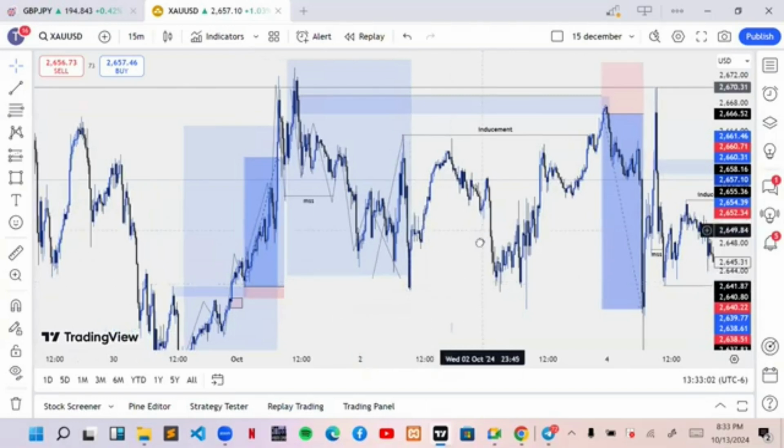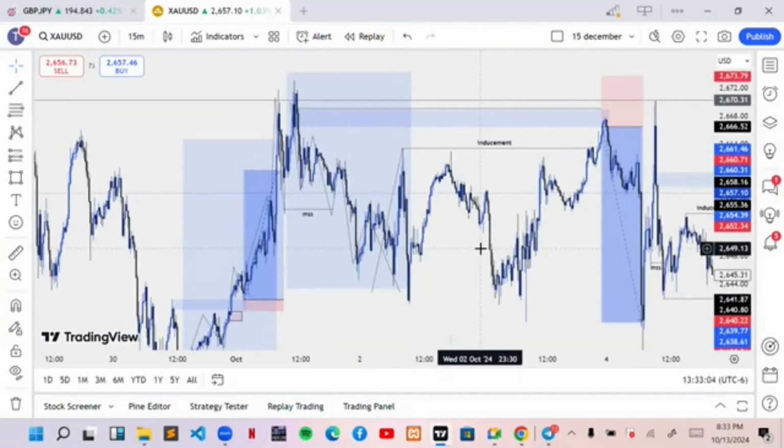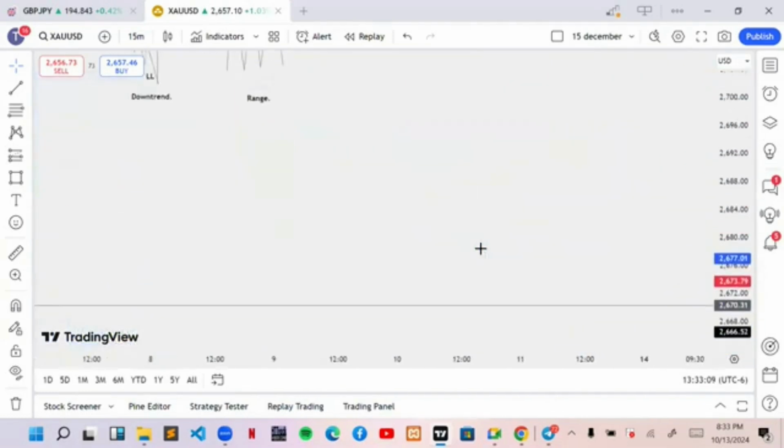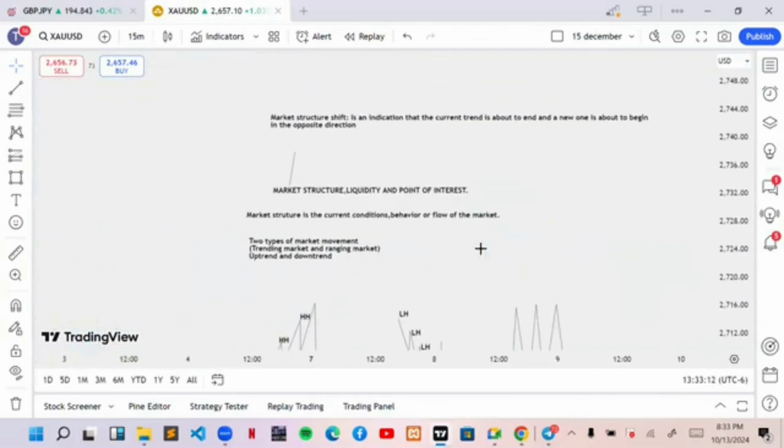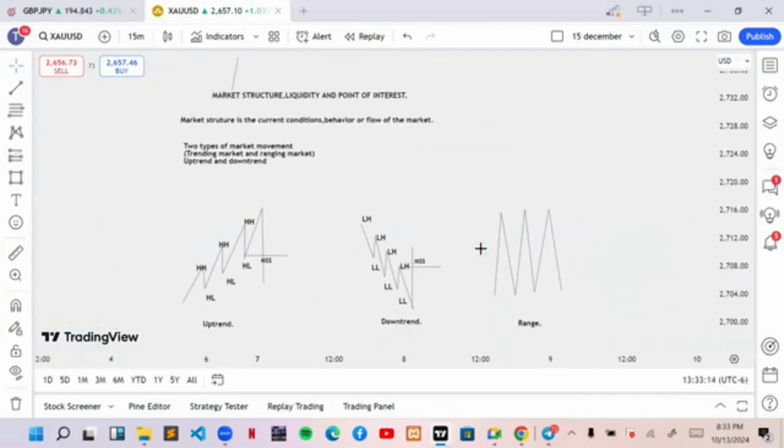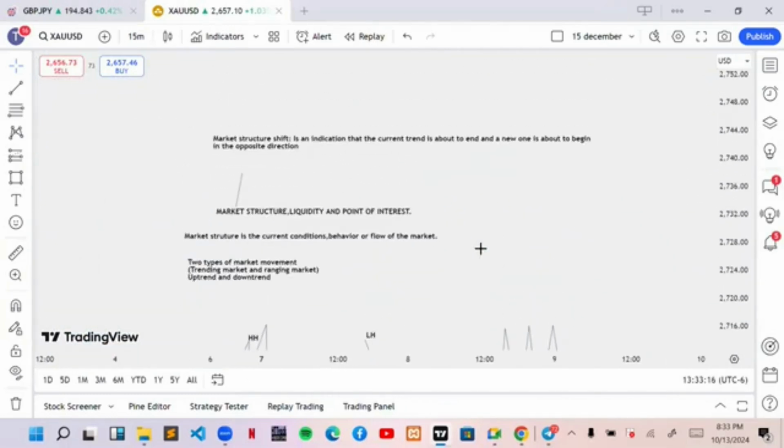So first of all, that is the structure part of your strategy. Now mark out your market structure shift. That is the number one part of the strategy. Another thing I pay attention to in the structure part of this strategy is break of structure. Now there are two. I said market structure shift and then break of structure. Market structure shift is an indication that the current trend is about to end and a new one is about to begin in the opposite direction.